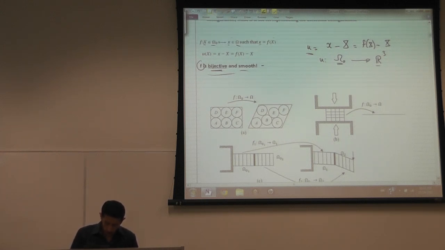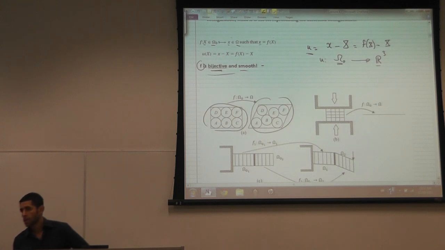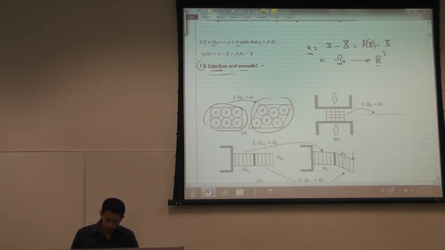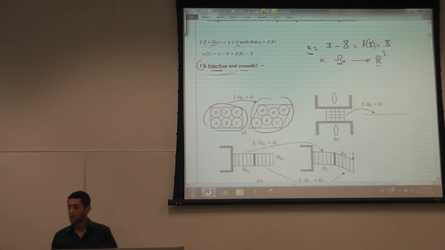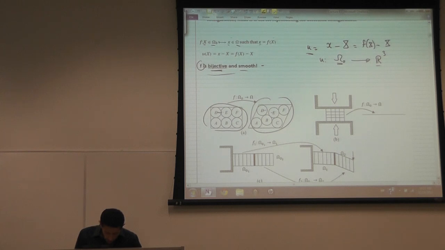I cannot use this to model something like that. The principles of solid mechanics cannot be used to model something like this, where objects change their neighbors, or material points change their neighbors and change contact. Because now F is not continuous, as this point approaches this point, and this point approaches an empty spot.